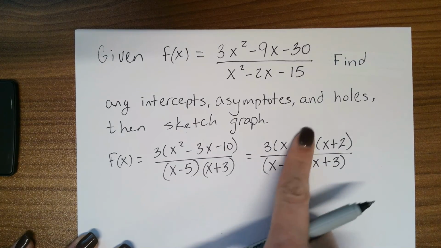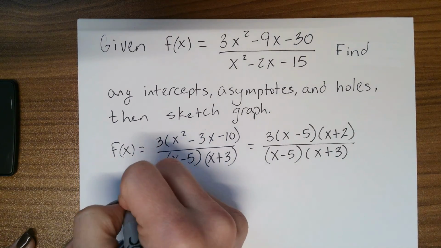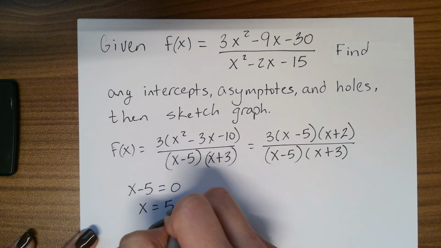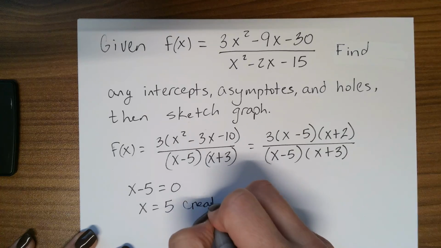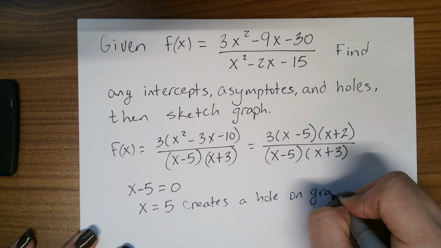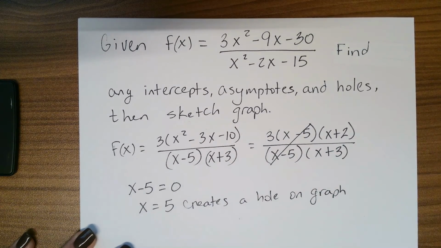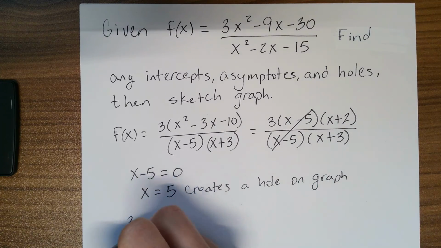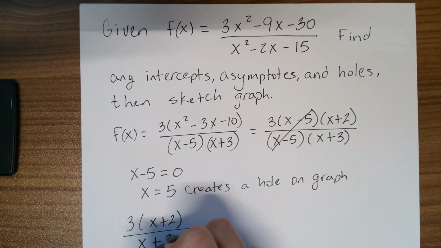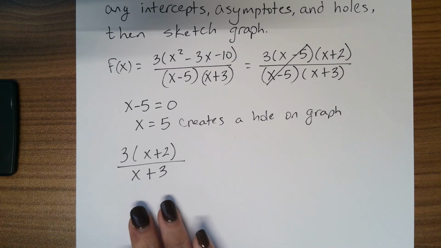So notice that my x minus 5 factor will cancel out. Since it cancels out, then x minus 5 equals 0, and I have x is equal to positive 5, creates a hole on my graph. So now I've pinpointed that, so I'll go ahead and cancel out, and I'm left with 3 times x plus 2 divided by x plus 3. This is the simplified form of my rational function.